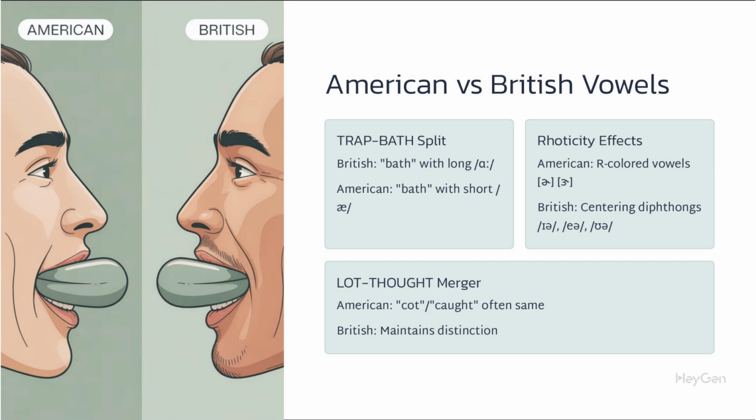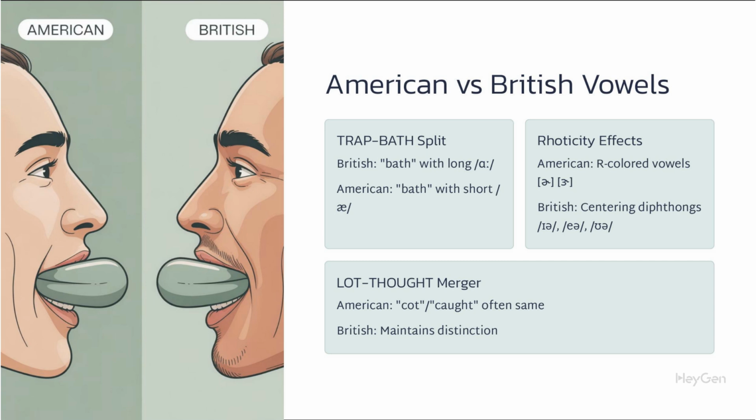Now let's examine the key differences between American and British English, starting with vowels. Three major patterns distinguish these varieties. First, the trap-bath split. In British English, words like bath, dance, and can't use a long ah sound, while American English maintains the shorter ah sound. This split affects hundreds of common words and is one of the most reliable indicators of which variety you're hearing.